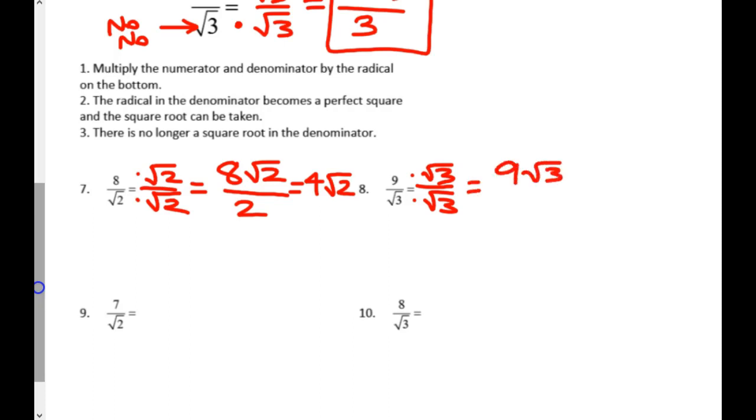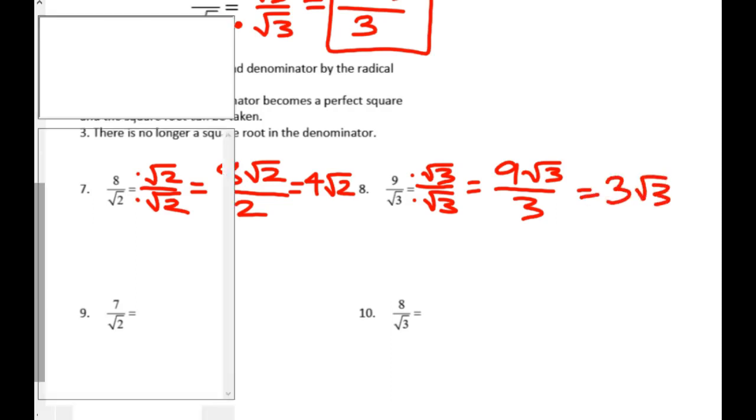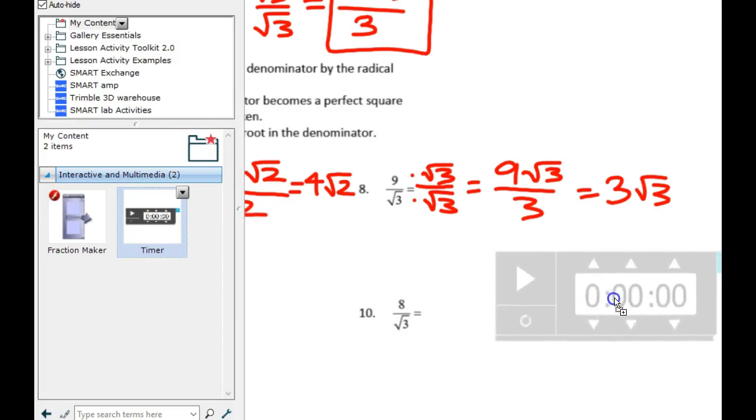You just put them next to each other. On bottom, square root of 3 times square root of 3? 3. Very good. Is that it? No? What do we got to do? Okay, 9 over 3 reduces to 3 square root of 3. Okay, so just like last time, I'll give you a couple minutes. I want you to try the bottom 2.